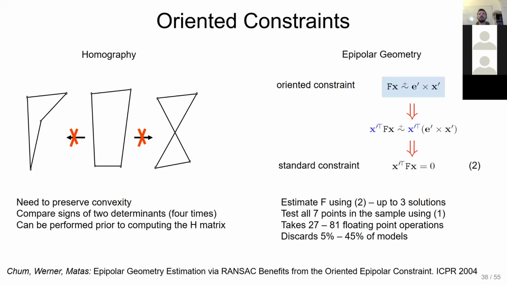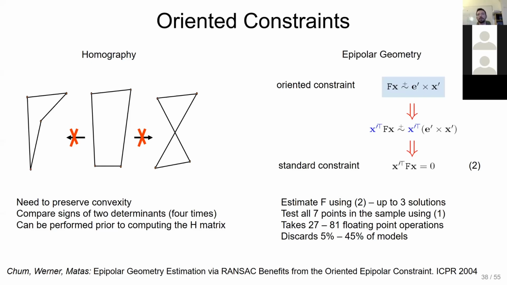With epipolar geometry, it's slightly different. There are oriented constraints that basically say that the epipolar half line that is given by the fundamental matrix and a point in one image should be the same half line that goes to the corresponding point that is measured in the other image. And if you take this constraint and do some algebraic tricks, you will get to the standard unoriented constraint. So the oriented constraint is stricter than the unoriented.